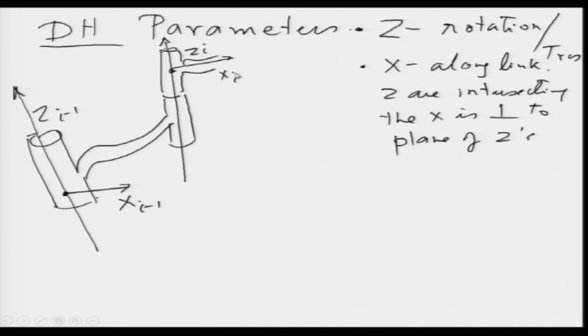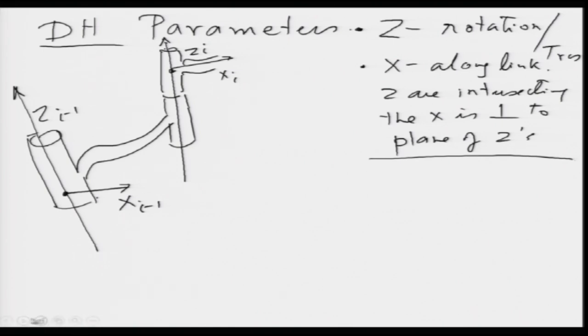Now the question is how do I find the relation between this frame z i and the frame z i minus 1. Which basically means that if I were to rotate and translate the frame z i minus 1, how many rotations and translations are required such that I can align the axis z i minus 1 with that of z i. That is the question we are trying to answer here, and how do we proceed?